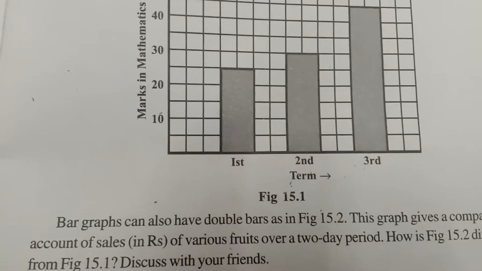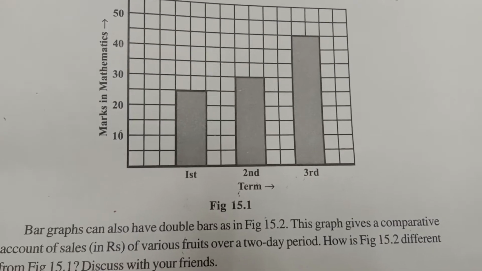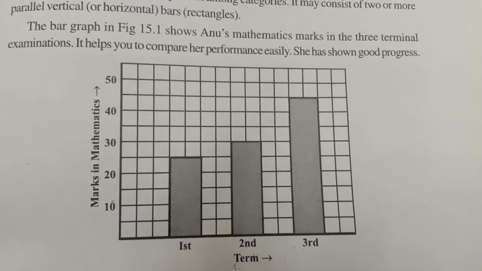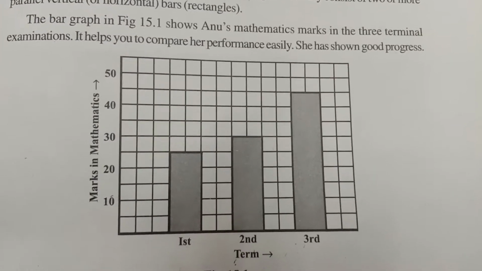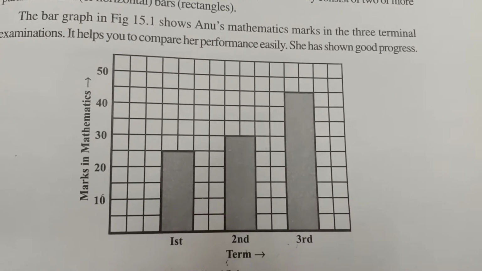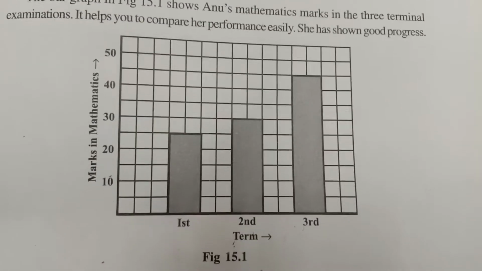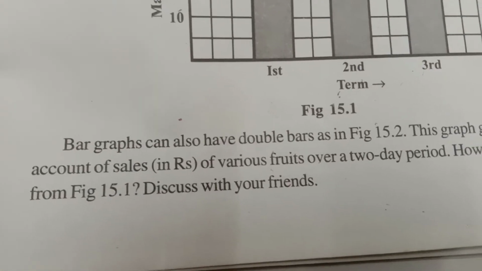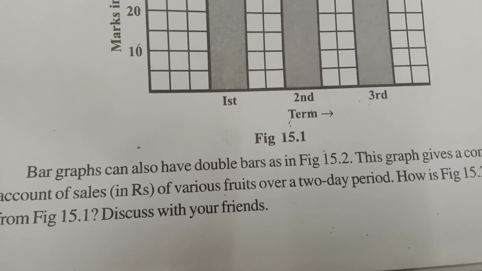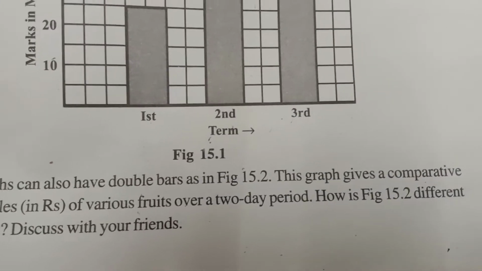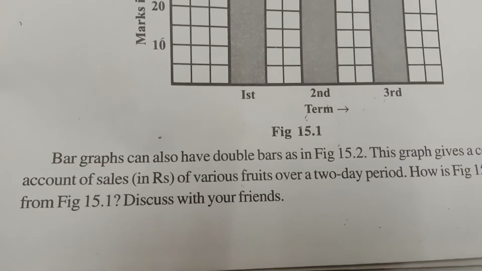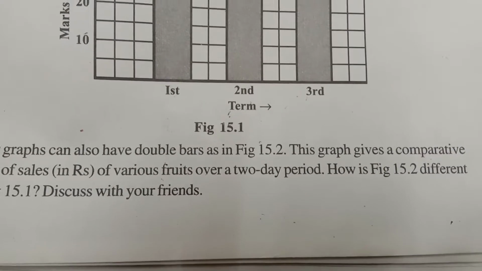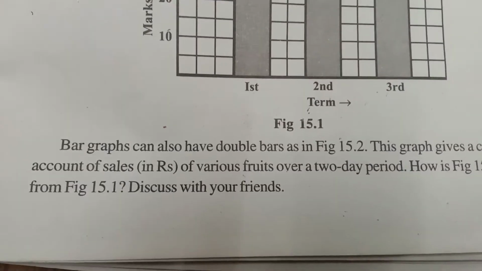Here you see, this gives you the bar graph of the marks scored by a girl called Anu in the mathematics exam in the 3 terms. In the first term she scored 25 marks, in the second term she scored 30 marks and in the third term she scored 45 marks. Bar graphs can also have double bars as shown in figure 15.2. This graph is a comparative account of sales in rupees of various fruits over a 2-day period. How is figure 15.2 different from 15.1?